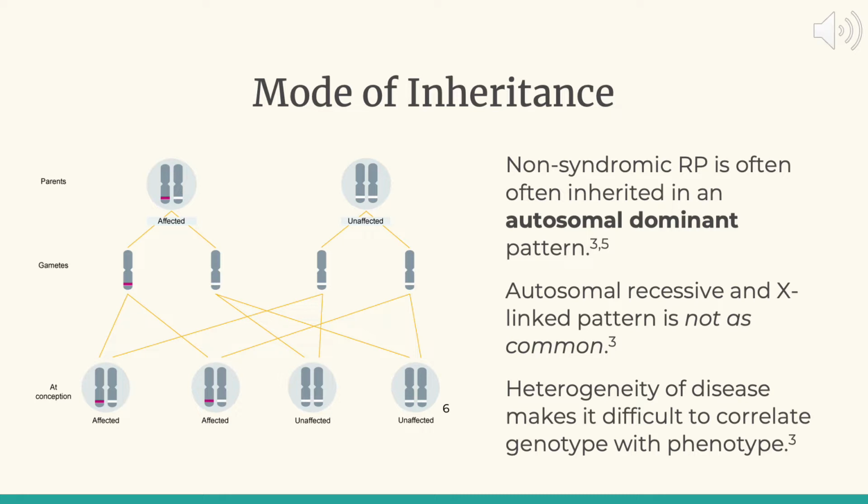Retinitis pigmentosa can also be inherited as an autosomal recessive and X-linked disorder. However, these forms are not as common. Also, the disorder is very heterogeneous, making it difficult to correlate genotype with phenotype.